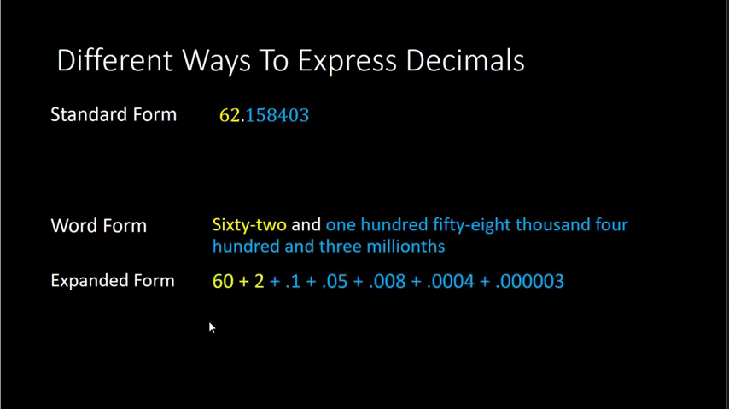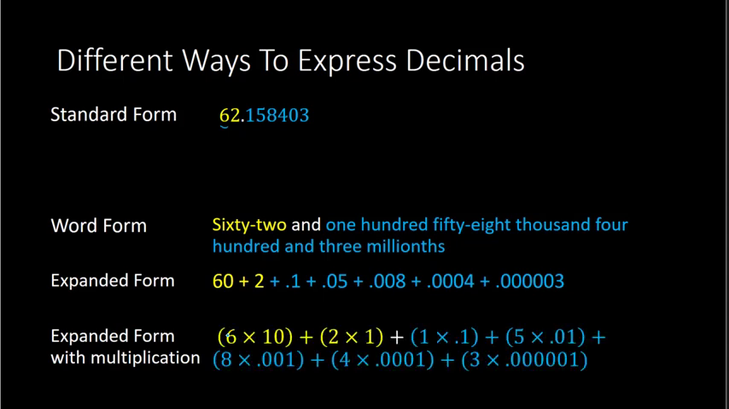And then we could write this in expanded form with multiplication. So basically, we take each place and multiply it by its place value. So for example, the 6 is in the tens place. So we do 6 times 10. I'm going to put all of this up at one time. Let's explain this. So we have 6 times 10. And then the 2 is in the ones place. So we have 2 times 1. You see that right here.